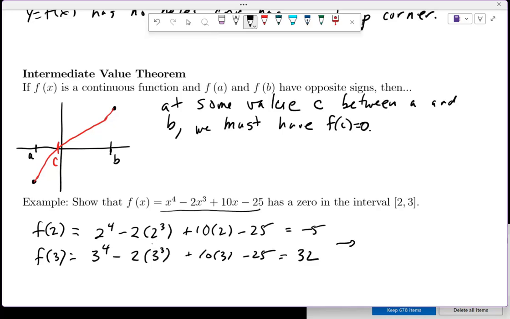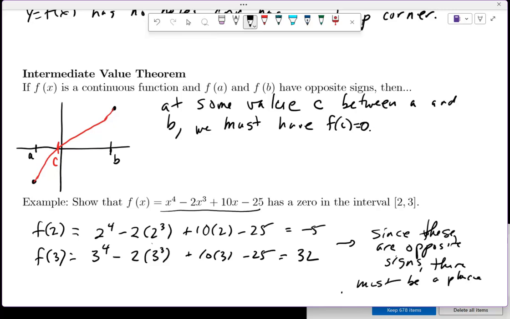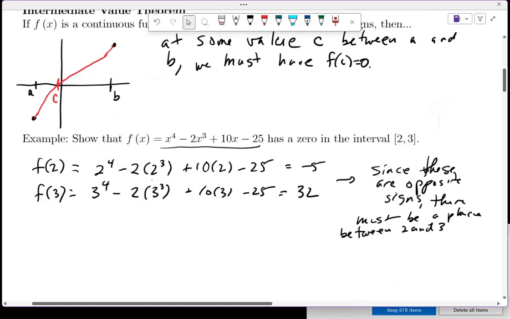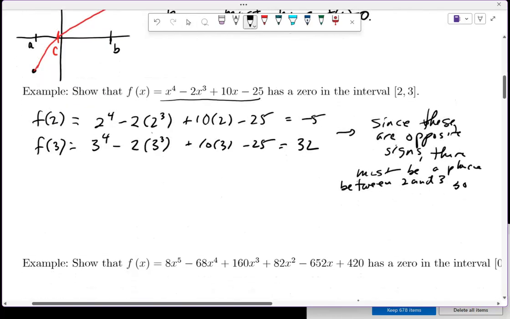Okay, so this tells me, since these signs are opposite, there must be a place between 2 and 3 so that f of c equals 0. There has to be a place in between where it crosses the x-axis. Okay. That's how the intermediate value theorem works for us for finding zeros.